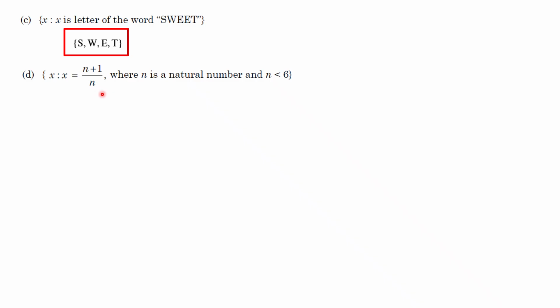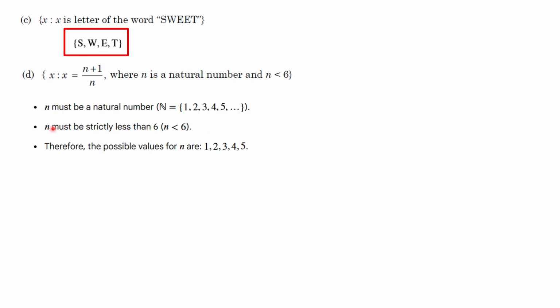Here x equal to n plus 1 by n where n is a natural number and n is less than 6. So less than 6 means 1, 2, 3, 4, 5. For 1, 2, 3, 4, 5 you have to put the value as n and then get the member. So n must be a natural number. We know natural numbers start from 1, 2, 3, 4, 5 and so on. And there is a restriction that it should be less than 6. Less than 6 means you only take 1, 2, 3, 4, 5.